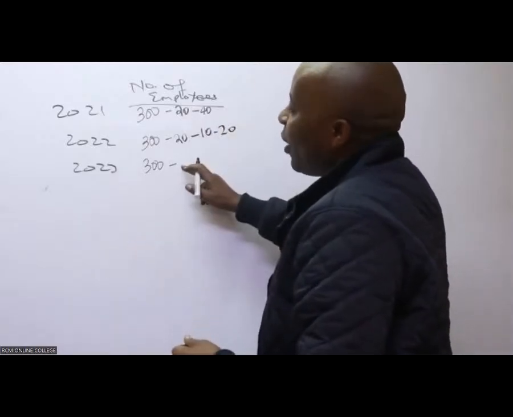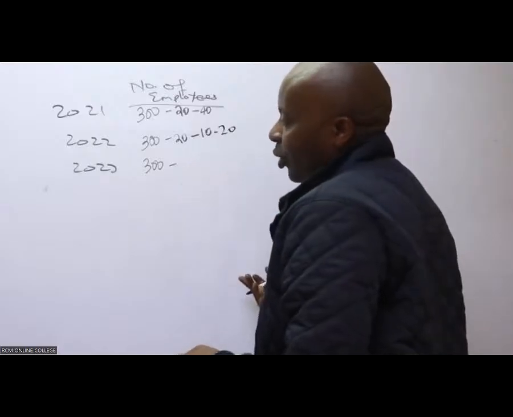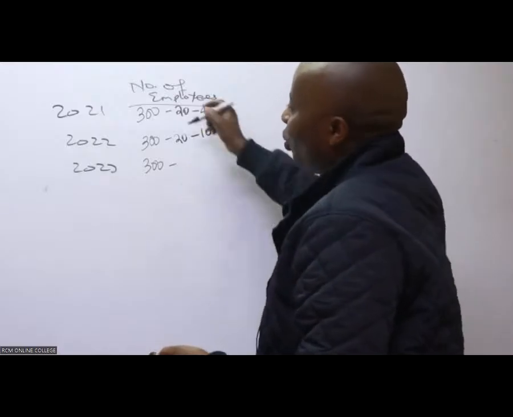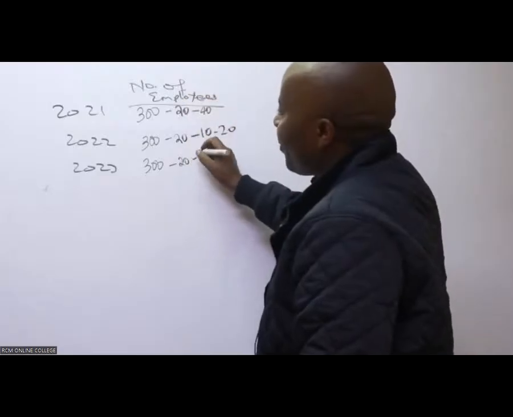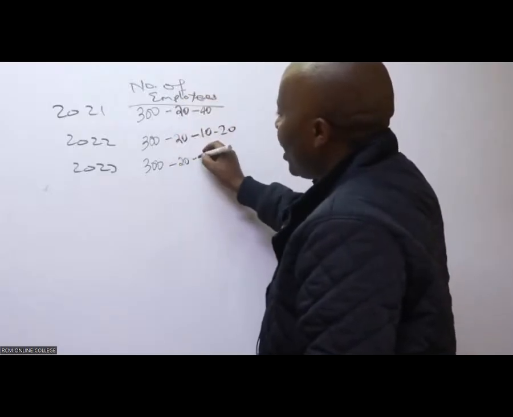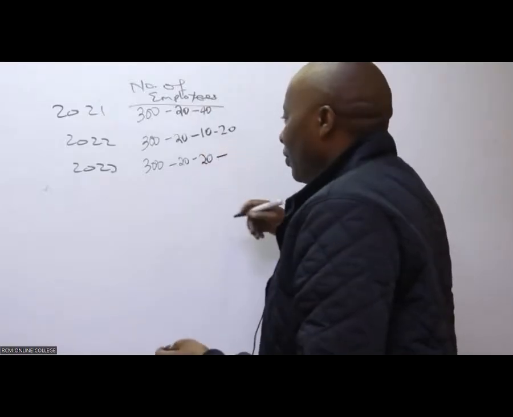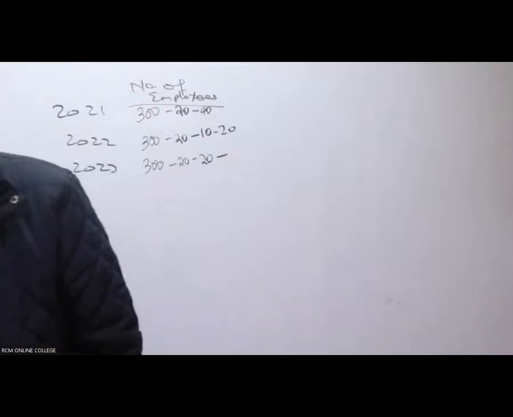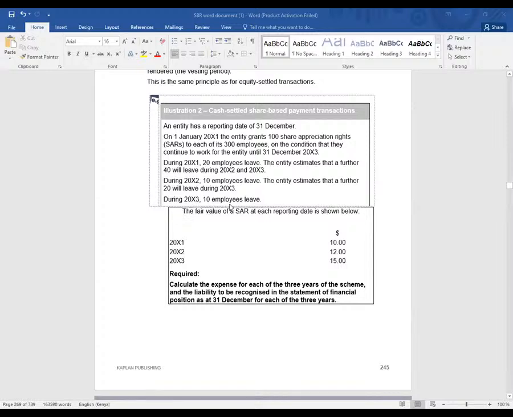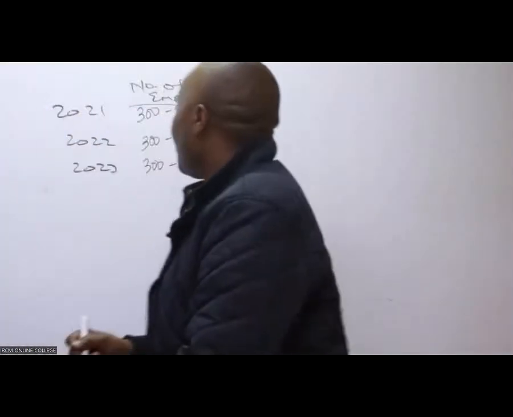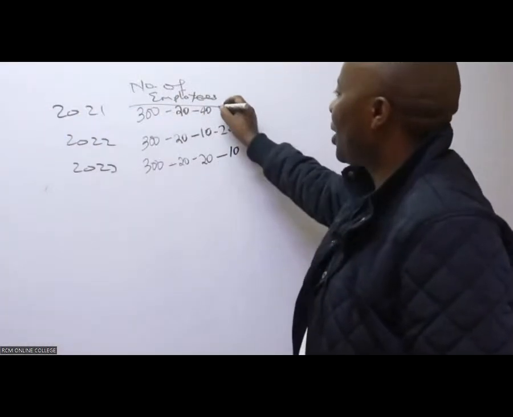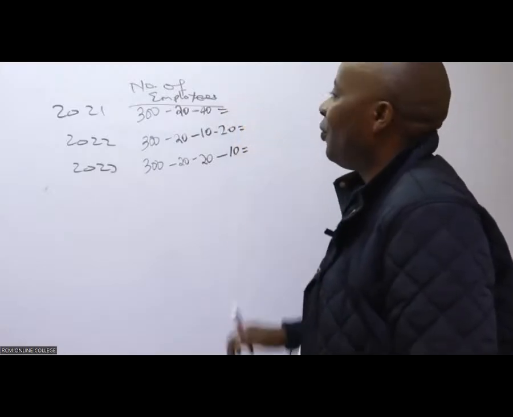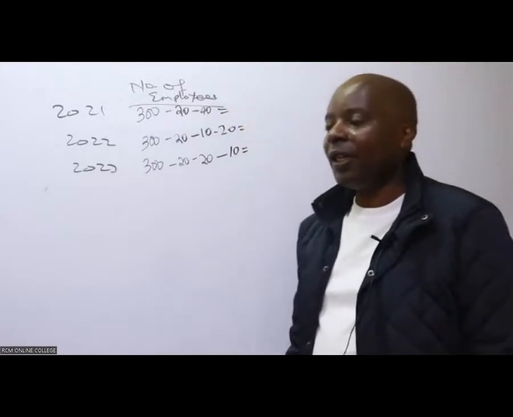Here it only has actuals for the period. 2023 period, actuals. So we know that 20 actually left in 2021, in 2022 we had 20 actually leaving, and then for 2023 they have given us the actual that left. What have they told us in 2023? During 2023, exactly 10 left. So could you kindly give me these numbers? So 2021, what do we have there?